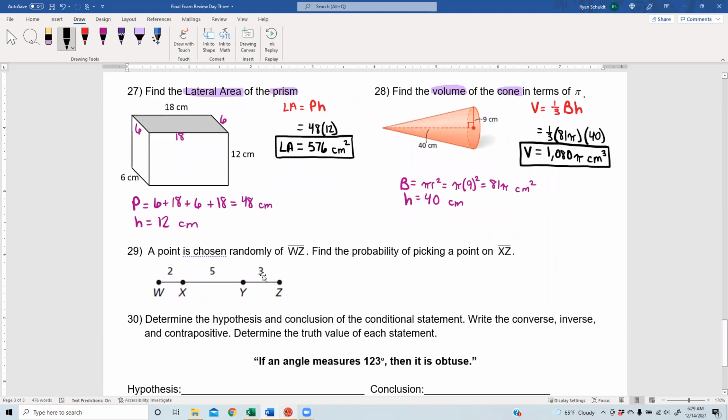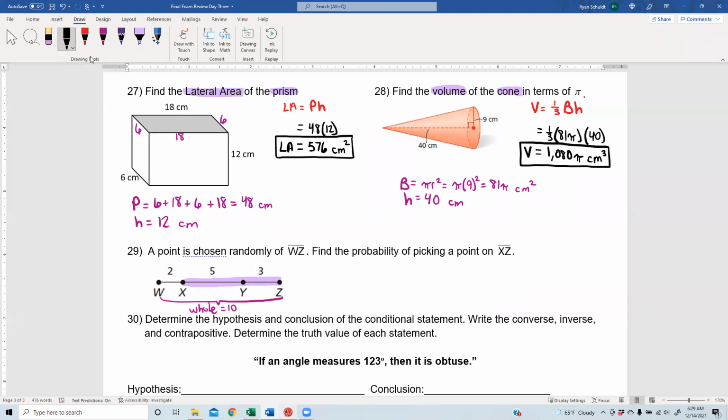Okay, 29. Points chosen randomly of WZ. Find the probability of picking a point on XZ. So we want to land on XZ. Okay, how long is the whole thing? The whole thing is equal to 10.